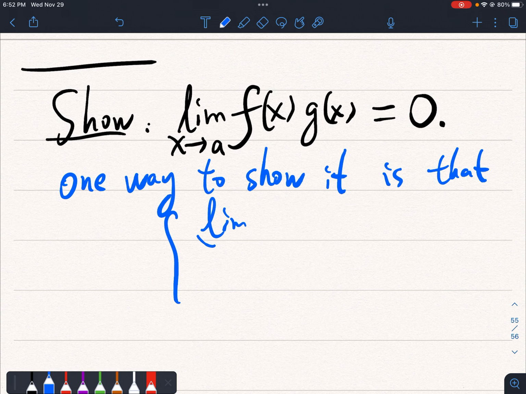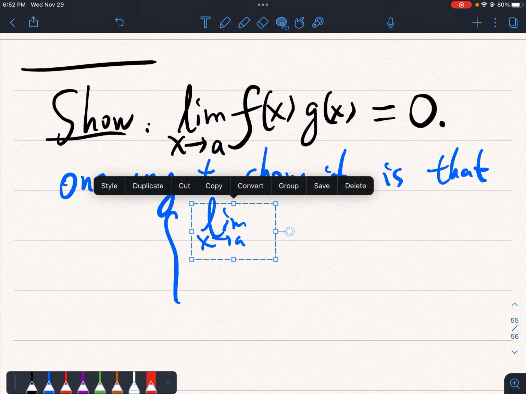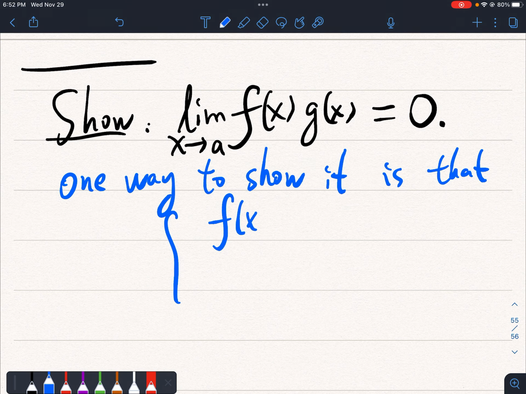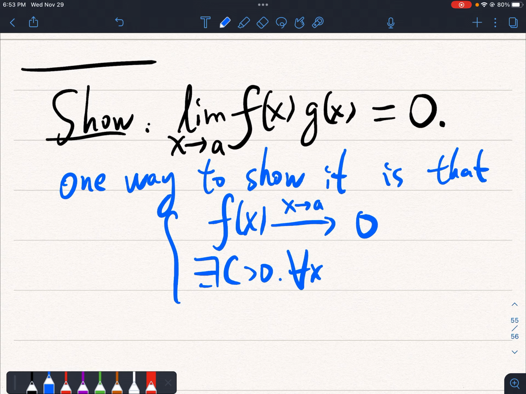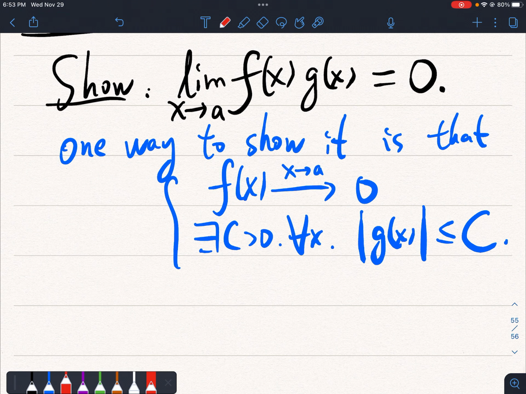So without loss of generality, we'll just assume that f of x will approach 0. Is to show that one of them, let's say f of x, will approach 0 when x approaches a, and the other one is bounded, which means you can find some constant c bigger than 0, such that for all x, or at least for x close enough to a, we have the absolute value of g of x is at most c.